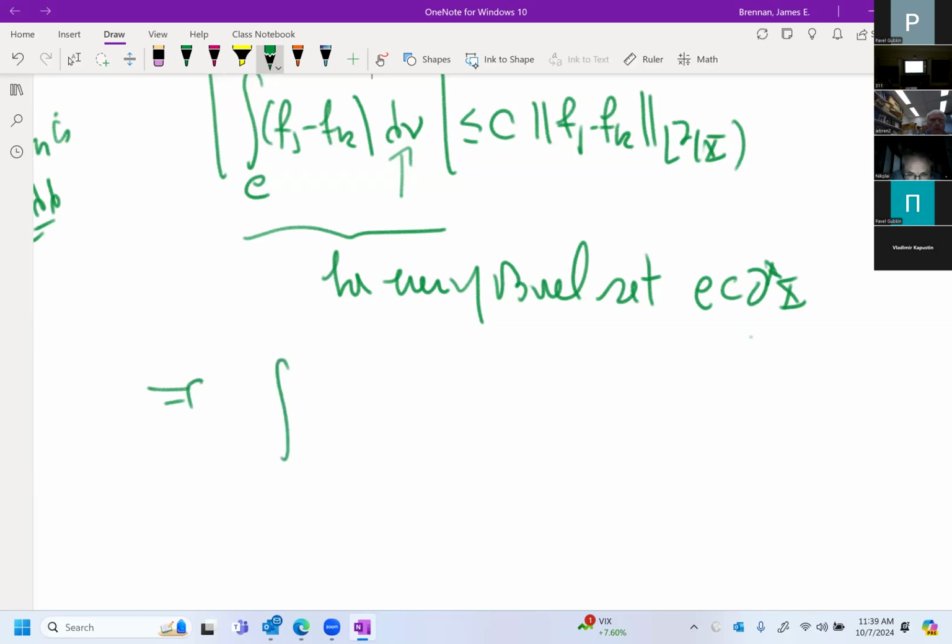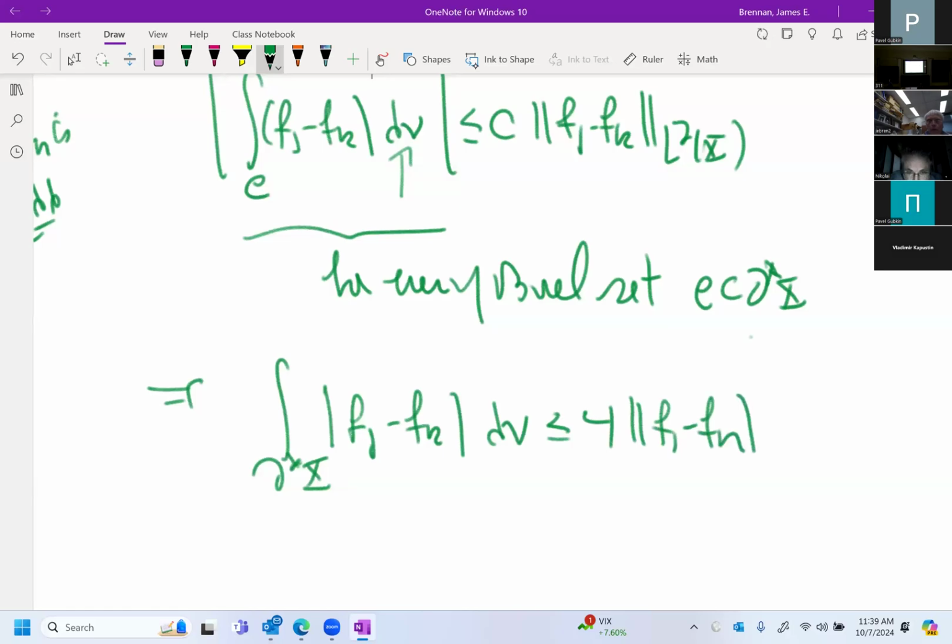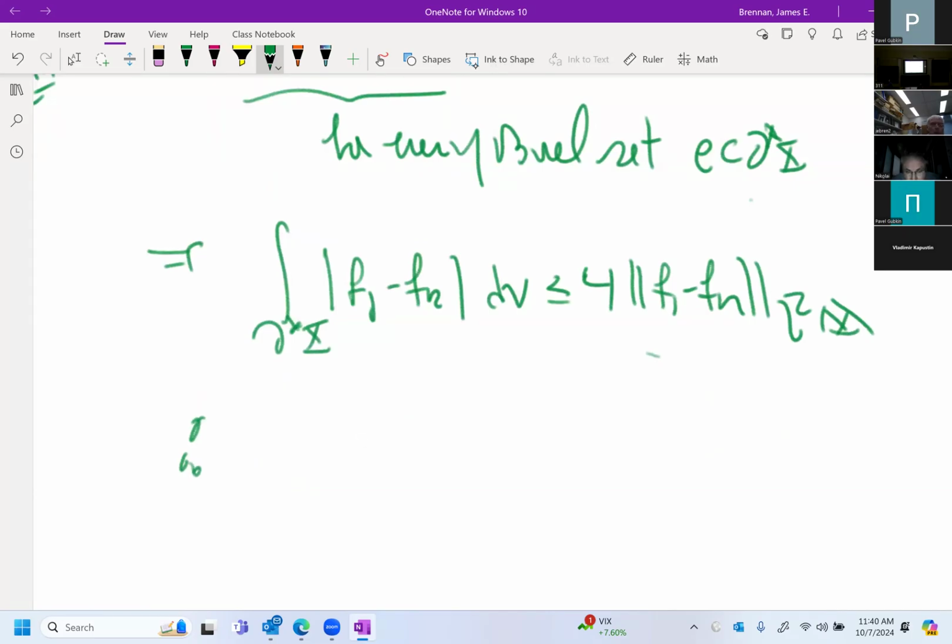Using the same argument again, you have the integral on the boundary of x of the absolute value of fj minus fk d nu is less than, let's say, 4 times the norm of fj minus fk in L2 of x. 4 times, because I've split the function into real and imaginary parts, and then each one of those into positive and negative parts, and see how big things can get. And so I get this. Therefore fk tends to some boundary function f star in L1 d nu, where d nu is a positive measure, and this is the boundary function.